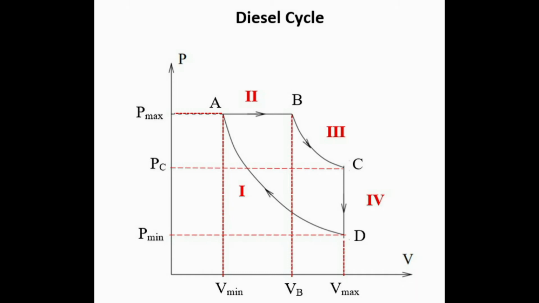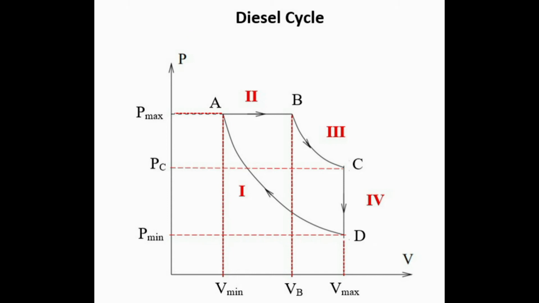In the diesel cycle, you have 3 different processes: 2 adiabatic, 1 isobaric, and 1 isochoric. In 1, the process is adiabatic, where the volume varies from Vmin to Vmax. The pressure is calculated as P equal K1 divided by V to the power gamma. K1 can be calculated using point A or D. Let's take point D as reference. So, K1 equal Pmin times Vmax to the power gamma.